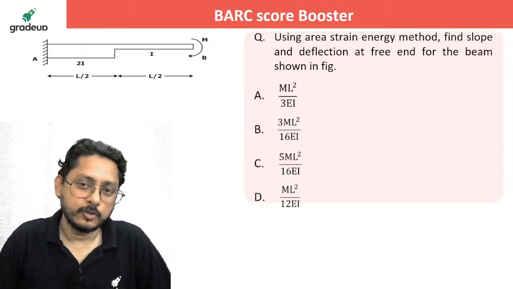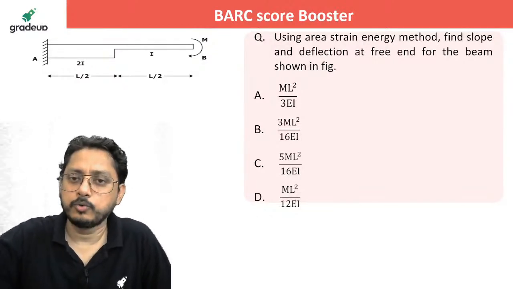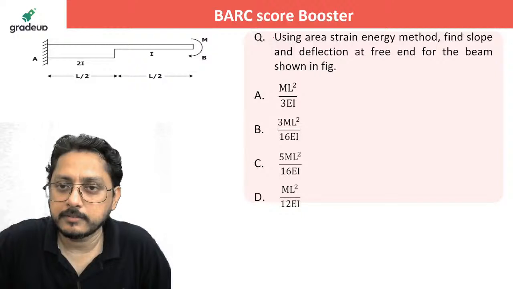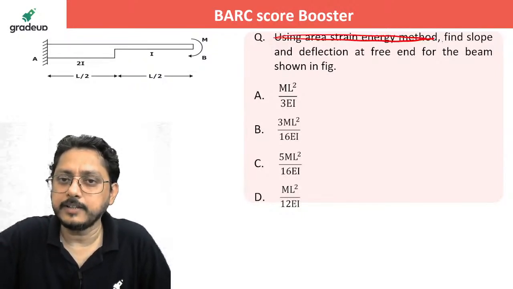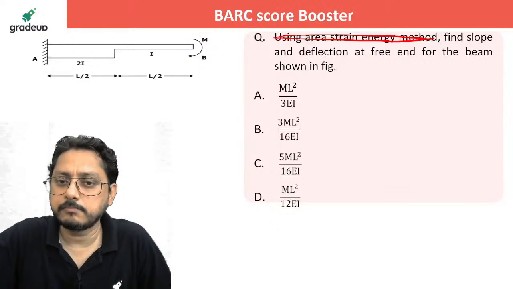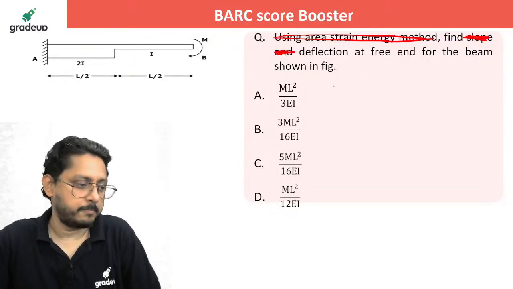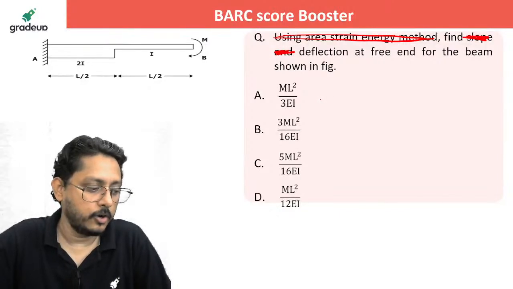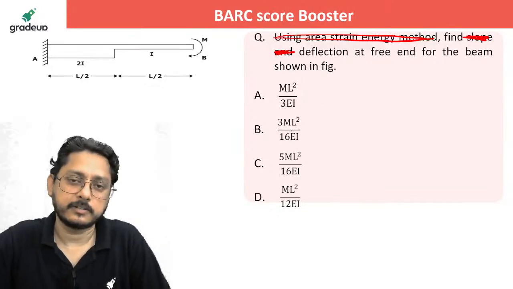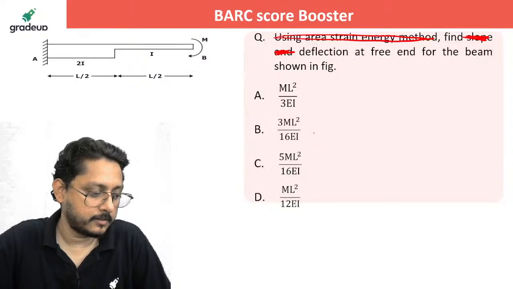Okay, using area, no problem. Using that word, you remain. Forget about it. Simply find the slope. No, find the deflection. I'm really sorry. Find the deflection at the free end for the beam. Find only the deflection at the free end. How will you do that? There are several methods, isn't it?